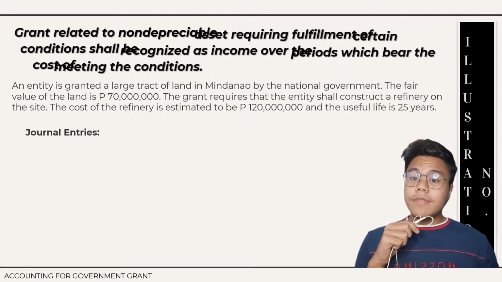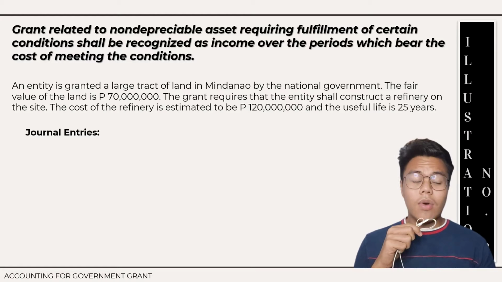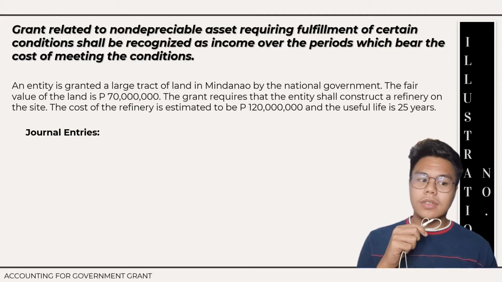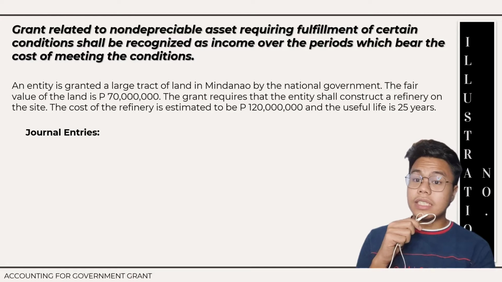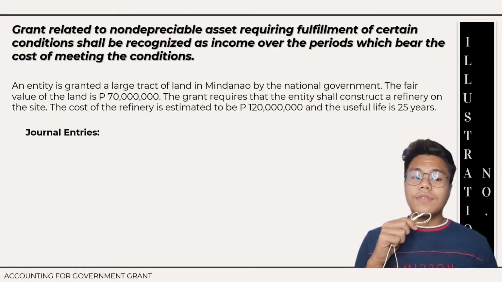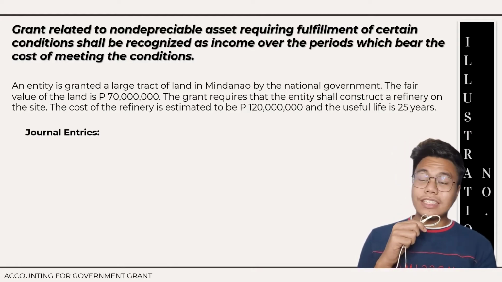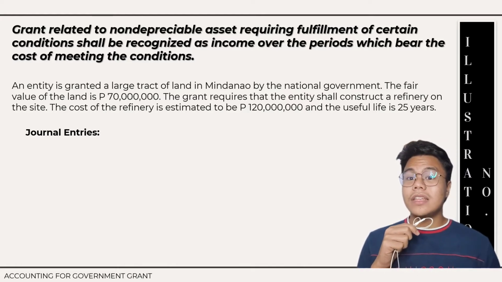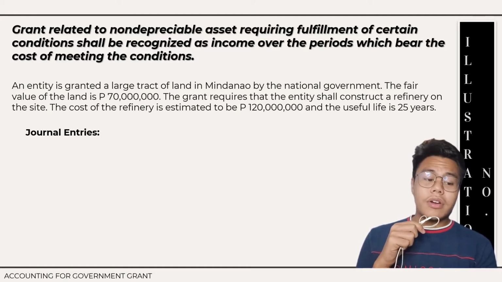So let's give an example here. An entity is granted a large tract of land in Mindanao by the national government. The fair value of the land is 70 million pesos. The grant requires that the entity shall construct a refinery on the site. The refinery is a maintenance for the land itself, and the cost of the refinery is estimated to be 120 million pesos with a useful life of 25 years. So this is non-depreciable because land itself does not depreciate but rather appreciates. So the journal entries are as follows.